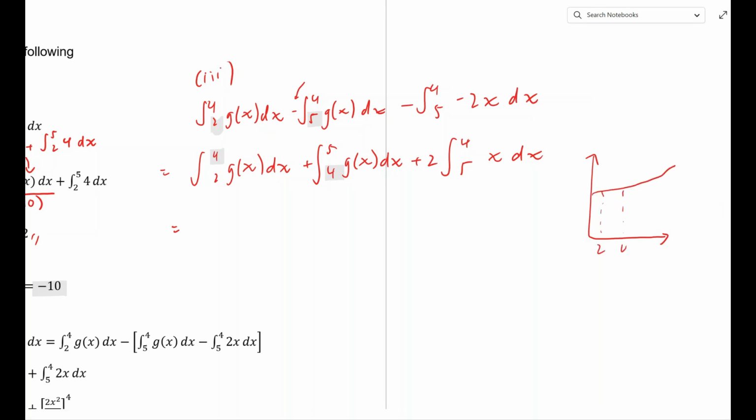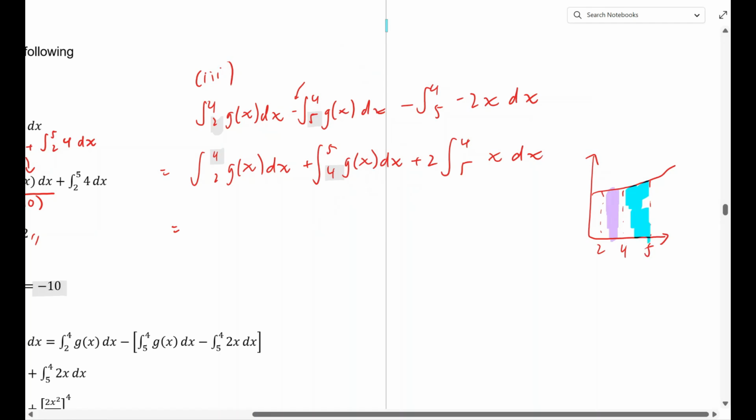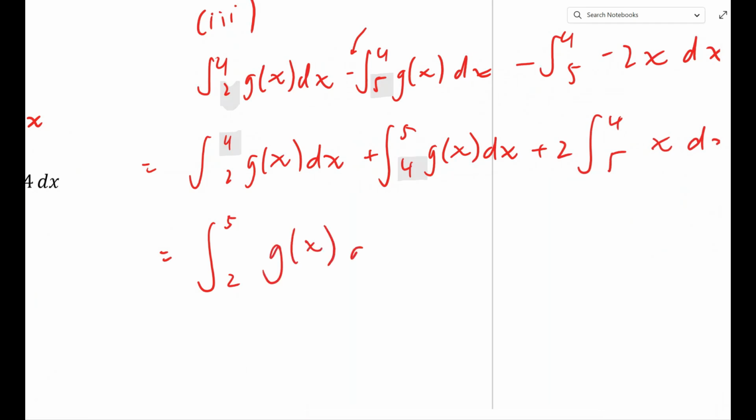If we plot it out from our graph, this is 2, 4, 5. The first integral is asking you to find this area, while the second integral is asking you to find this area. So adding them together will be the equivalent of finding your area from 2 to 5. So I can combine them with the upper bound being 5, lower bound being 2, g(x) dx. And of course you need to make sure that the term inside is the same term. And then plus your 2 or 5 x dx.